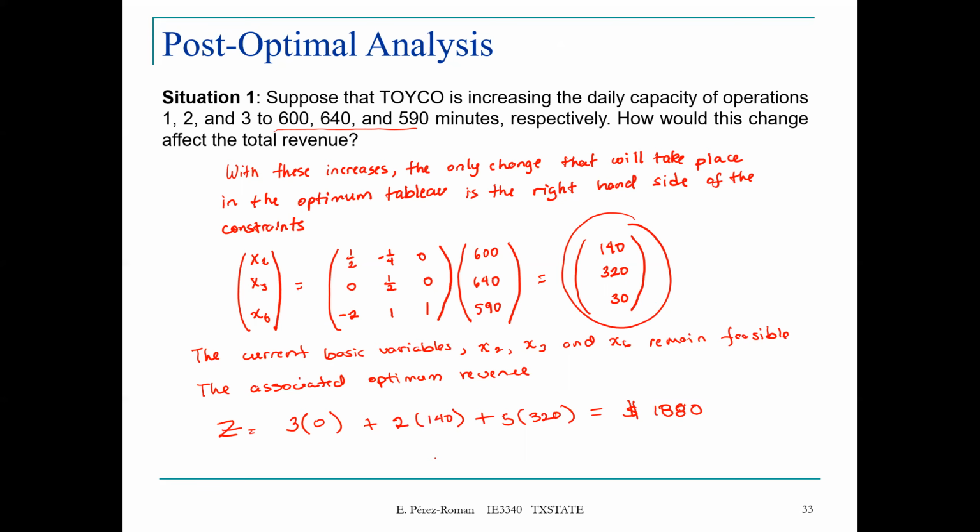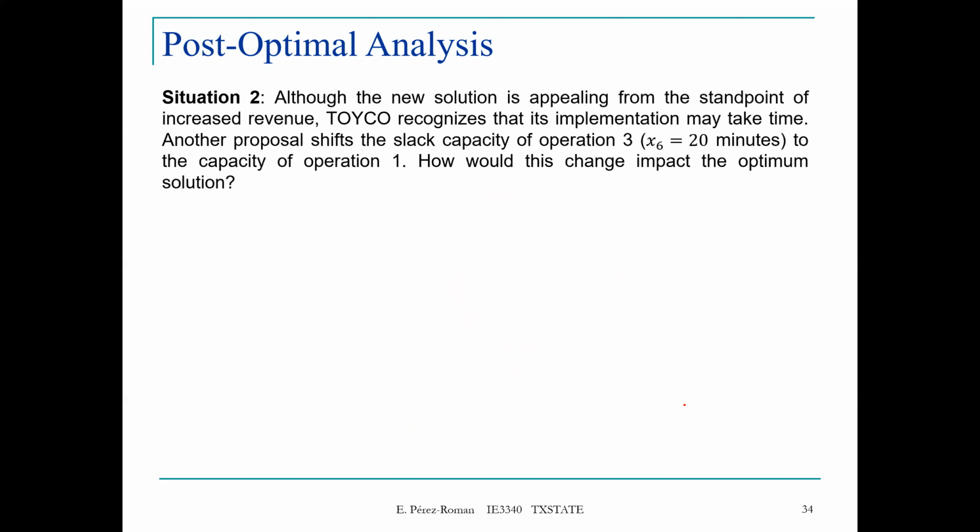Let's look at a different situation. Although the new solution is appealing from the standpoint of increasing revenue, Toyco recognizes that its implementation might take time. Another proposal shifts the slack capacity of operation 3. If you see x6 in the basics is equal to 20 minutes, so there's some slack there. So they're saying let's move those 20 minutes to the capacity of operation 1. How would this change impact the optimal solution?